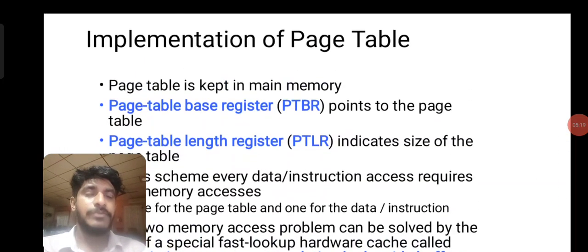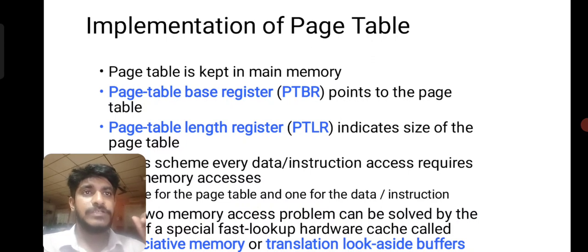In this lecture video, we discussed a few things about the paging concept in storage management.